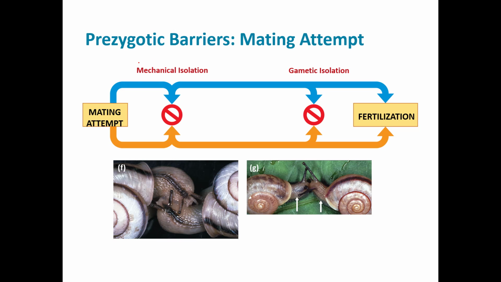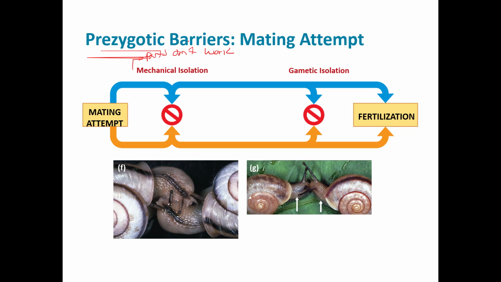Mechanical isolation is when two species try to mate, but their, how do I say this, their parts don't line up. The parts don't work. The physical structures on the two species don't line up in such a way that allows mating to occur. Mechanical isolation. So there's no zygote formed.